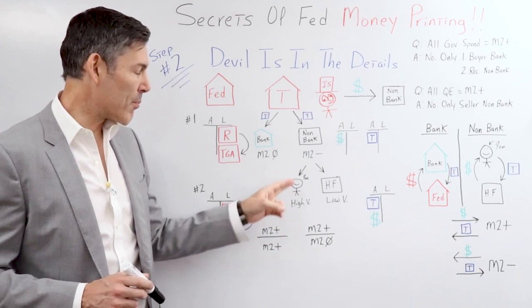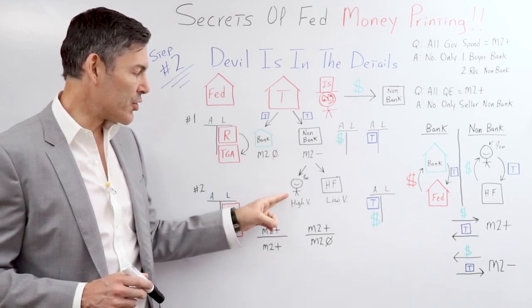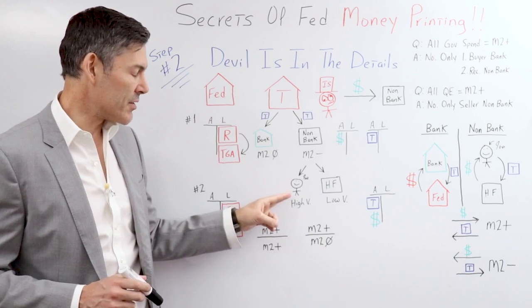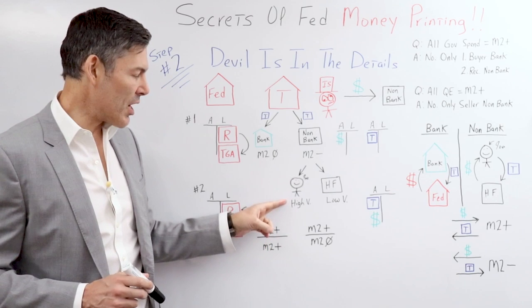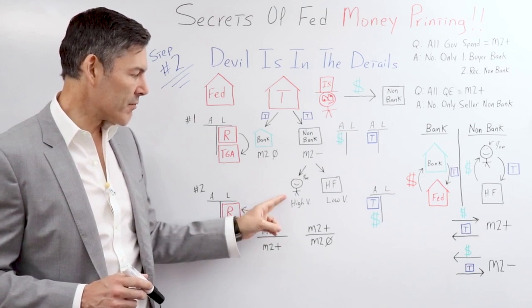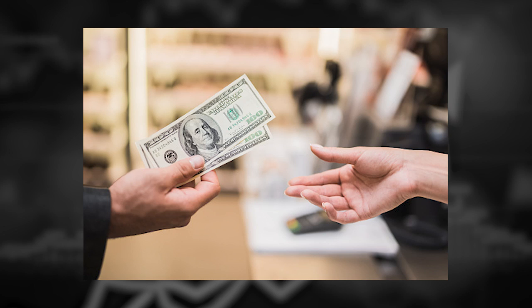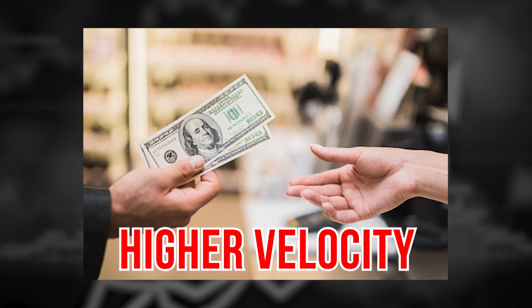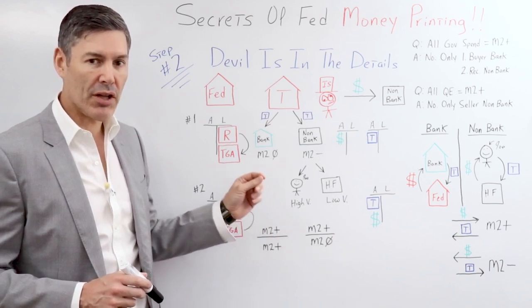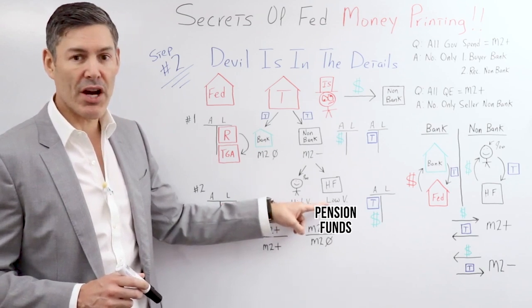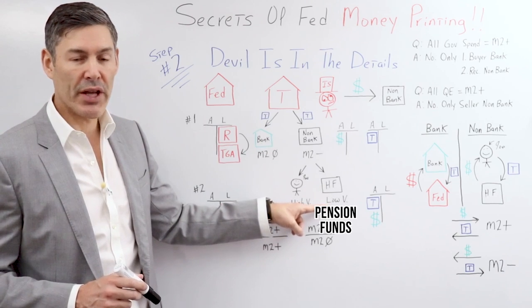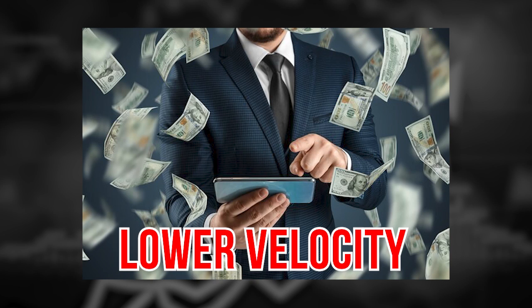And this is why I broke the non-banks down into two separate entities, the hedge funds and the average Joe and Jane. Because the average Joe and Jane, their dollars are really circulating at much higher velocity, or their bank deposits. They're dollars that are liabilities of commercial banks. Where the hedge funds and the pension funds, their dollars are going to be circulating at much lower velocity.